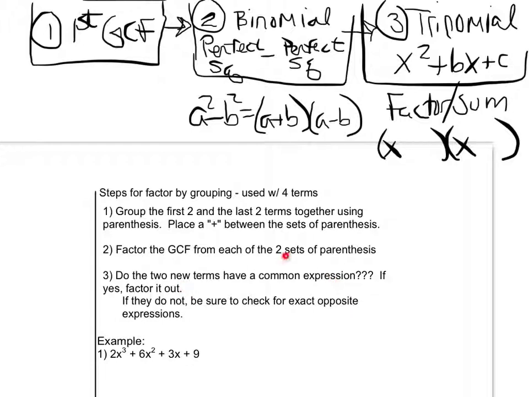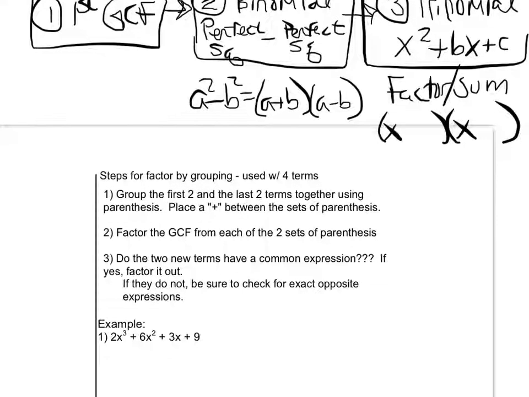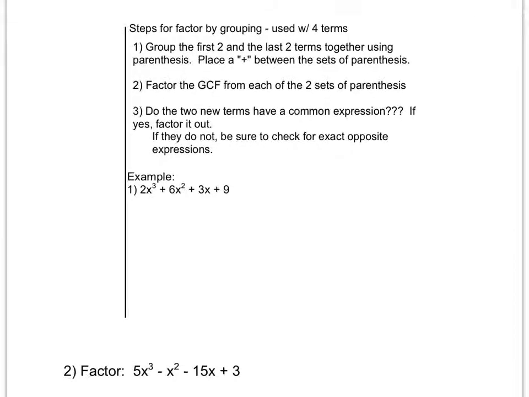So we're factoring twice here, factoring once here, for a total of 3 separate GCFs we're going to be looking for. If they do not have a GCF, check, are they exact opposite expressions? Or are you sure that you found not just a common factor, but the greatest common factor? Let's look at a couple examples where we're using this method.